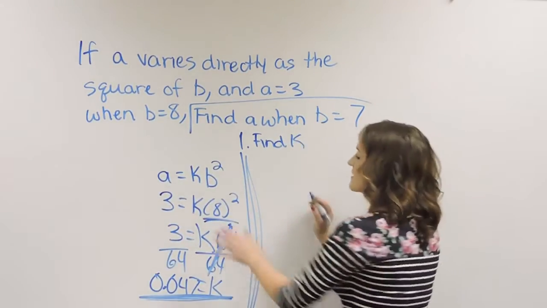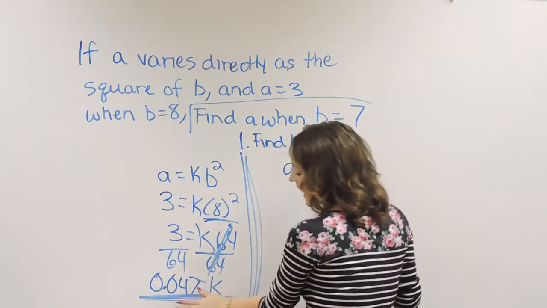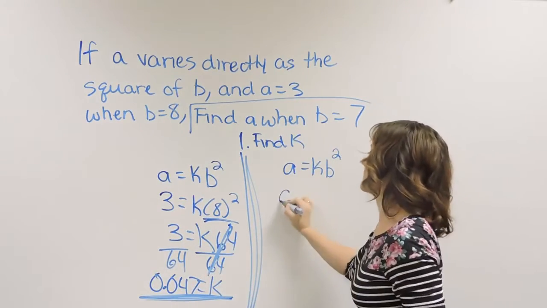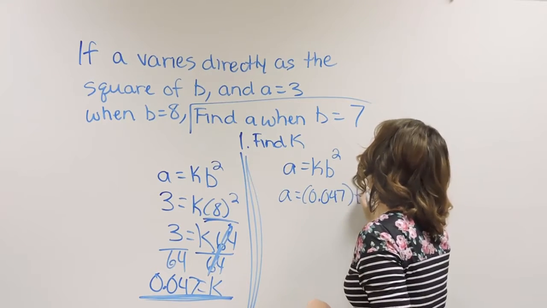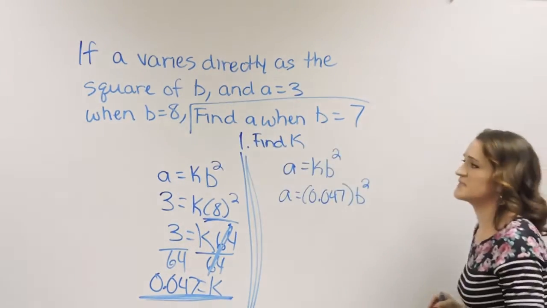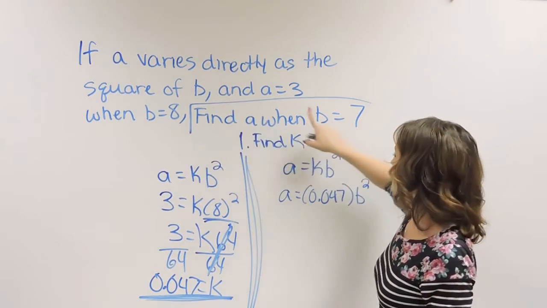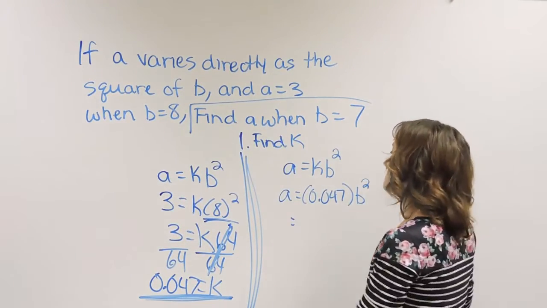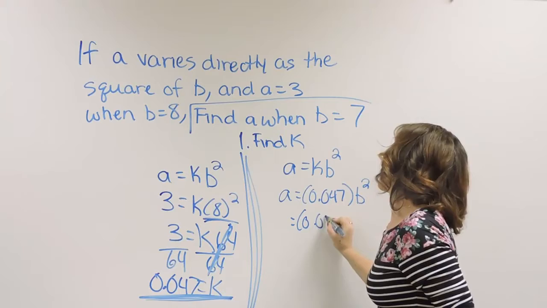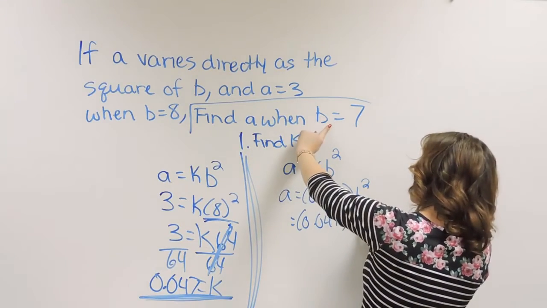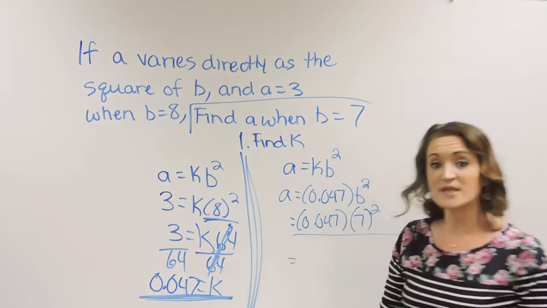Now I'm going to take that same equation and plug in k, what I solved for, 0.047. Now I'm going to look at my second piece of information and calculate that. It says to find a when b is 7. So I'm going to plug in k, our constant that we just solved for, and now plug in b, what they gave us, so that we can calculate and figure out what a is going to be.